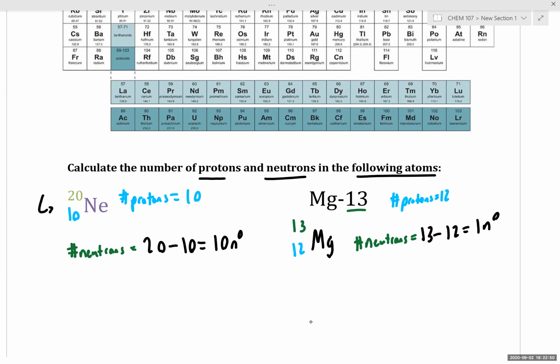So just to recap, protons are equal to the atomic number, correct? Yes. And then in order to find the neutrons, we subtract the protons from the mass number? Could you repeat that one more time? So in order to find the number of neutrons, do we do the mass number minus the protons? Yes, that's exactly right. The number of neutrons is equal to the mass number minus the number of protons. So in this case, to calculate the number of neutrons, we take our mass number of 13 minus the number of protons, which is 12, which gives us one neutron. Does that make sense? Yes, thank you. Perfect. Are there any other questions I can address?